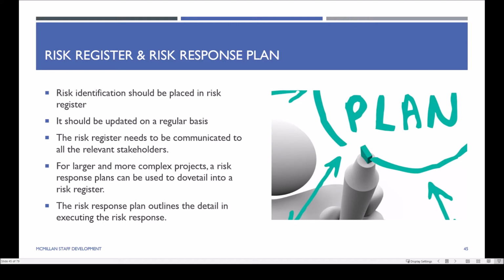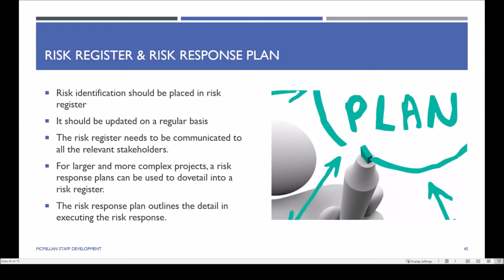So for smaller projects, you'll have a combined document, but for larger projects, you'll have separate documentation. And again, you would go with the processes and procedures for your organization. But you would have a separate document for the risk register and a separate document for your risk response or risk management plan. So risk identification, as we've been talking about, needs to go onto the risk register. It happens regularly. It gets updated regularly. You communicate that to all your key stakeholders, so all the key stakeholders are aware of what the risks are, what the assessments are and what actions we're taking for those.